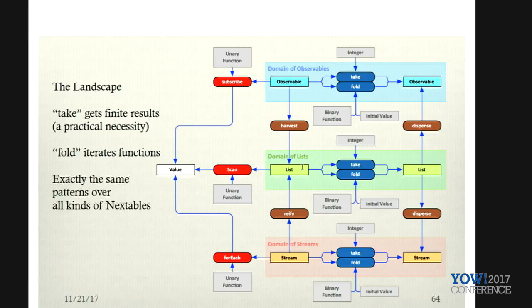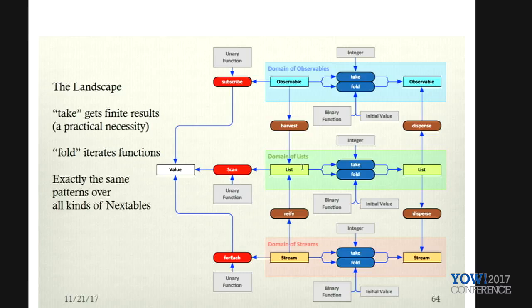All three of these domains of sequential data have exactly the same shape. The domain of lists is very friendly. You have all your lists in memory. You have visualizers, debuggers. You can do fold of anything, initial value. You can go from list to list.